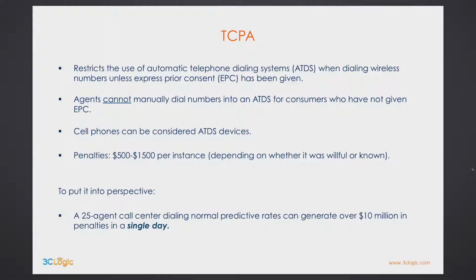What the TCPA said at that point was basically you can't use a dialer or an ATDS to call wireless numbers unless you had express prior consent. You can't even manually dial the numbers inside your dialer because it still has the capacity to make calls, meaning that the lawyers could come after you for it. Cell phones, when you think about their definition and what they actually do, could really be considered an ATDS.